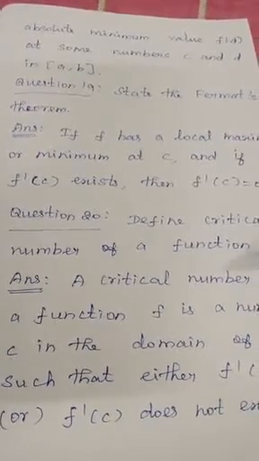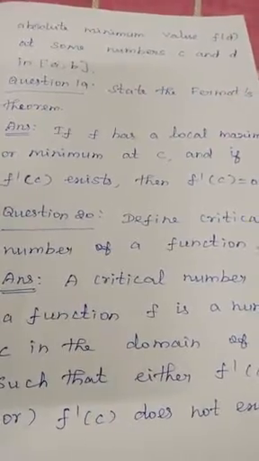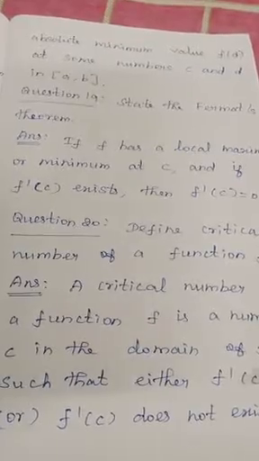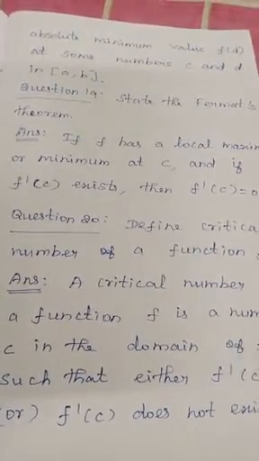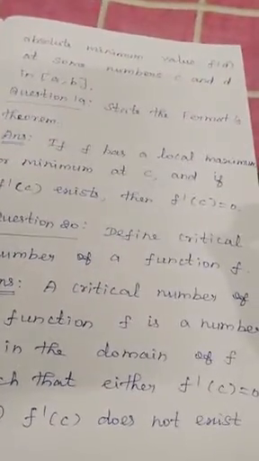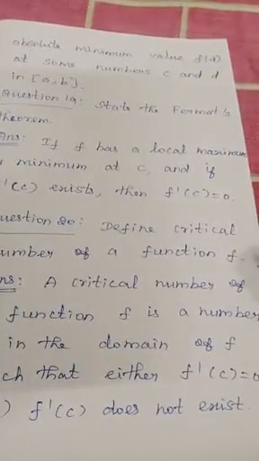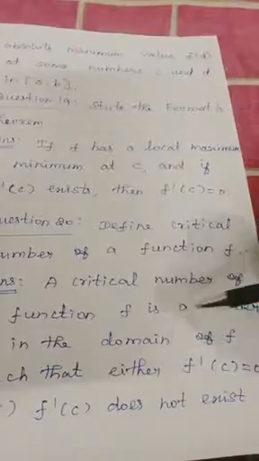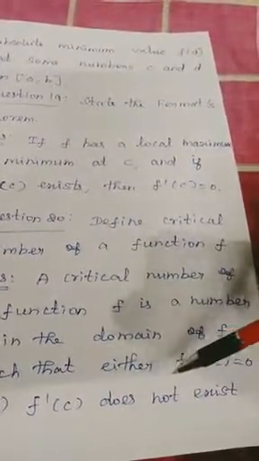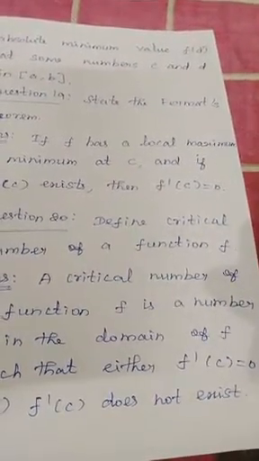Next question. Define critical number of a function f. A critical number of a function f is a number c in the domain of f such that either f'(c) = 0 or f'(c) does not exist.